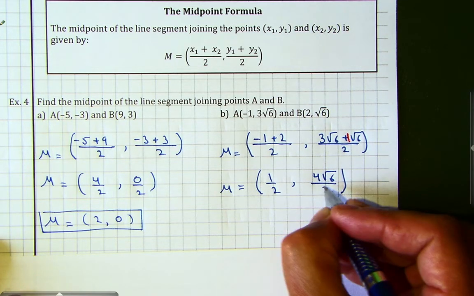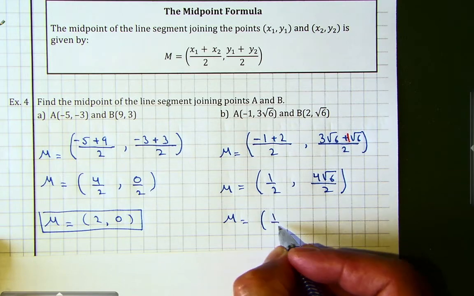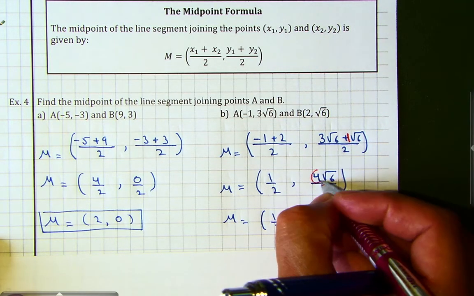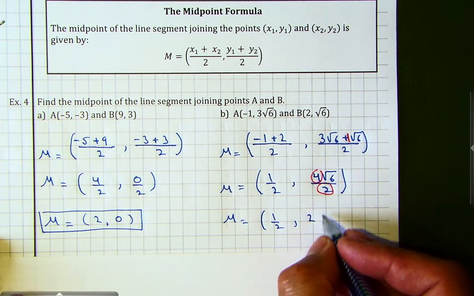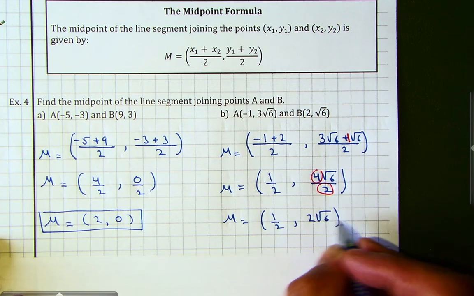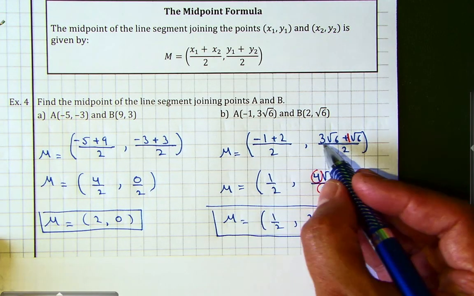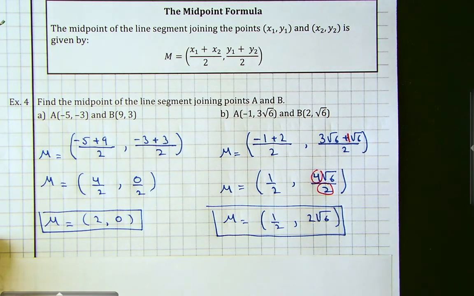I can simplify this. So my midpoint will be 1/2, comma. When you divide, you're only going to divide your coefficient. So that gives you 2, and the square root of 6 stays as this. In the same manner that you only added your coefficients, you only divide your coefficient by 2.